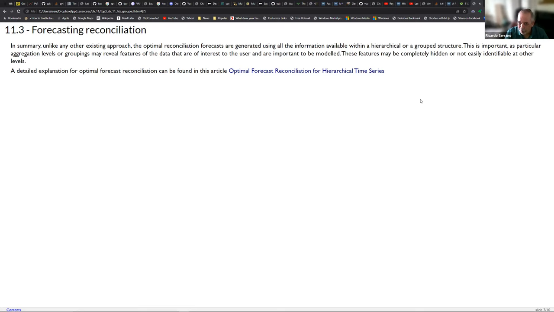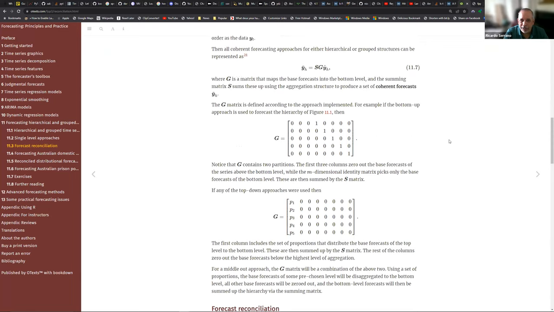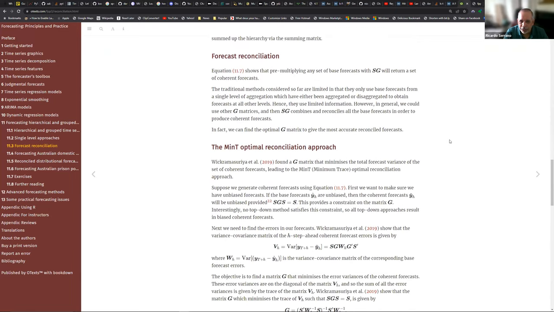Okay. I believe that's the most important part of this, apart from the matrix operations. Just one thing that I'm going to mention is that in the examples they give us, they use two optimal reconciliation approaches. One is the MinT. What MinT does is minimize the total forecast variance of the set of coherent forecasts. So in other words, it has a bottoms-up approach.